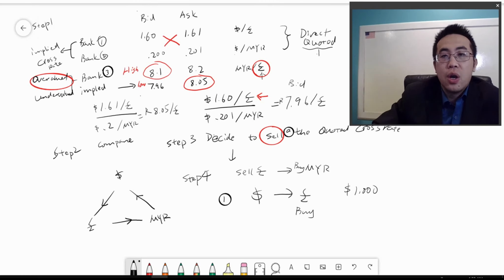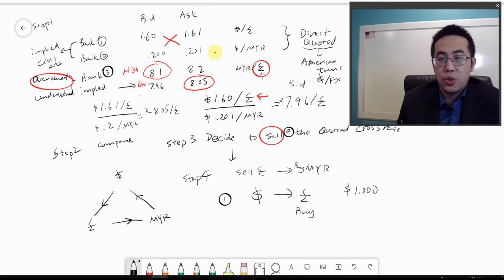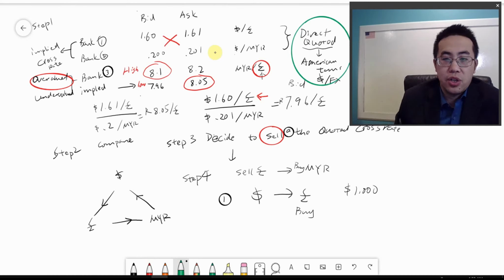This is a direct quote, or you can treat it as American terms, which is the amount of dollars, or dollar price, per foreign currency. So when you are dealing with American terms, you should know what you do with the foreign exchange, not what you do with the US dollar. When you have a direct quote, or American terms, or dollar price per foreign currency, you should know you are buying it, not selling US dollars.